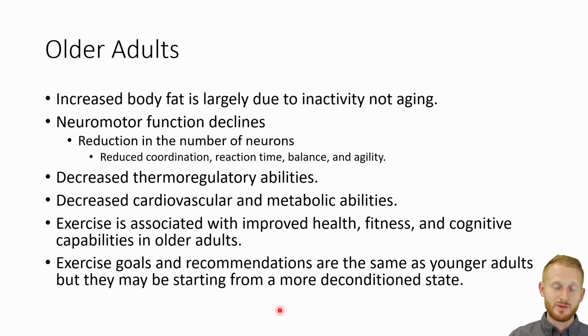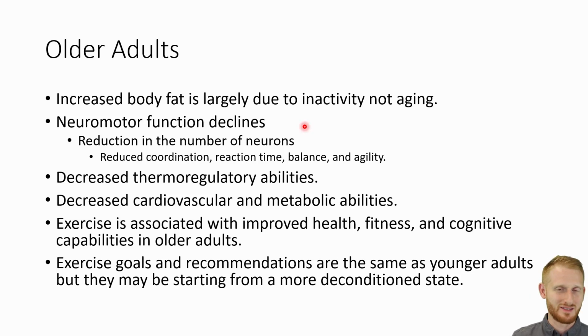On the other end of the spectrum, we have older adults. All right, so we oftentimes think of getting old as getting bigger, getting more body fat, but I want you to keep in mind here, increased body fat is largely due to inactivity, not aging. Neuromotor function also declines with age, and that's essentially your coordination, your speed, your agility, your balance. Those things are going to decline. So neuromotor function and neuromotor exercise is super important for people who are aging.